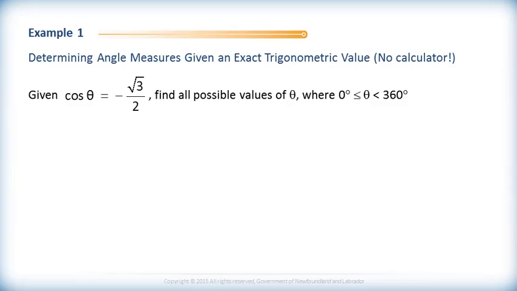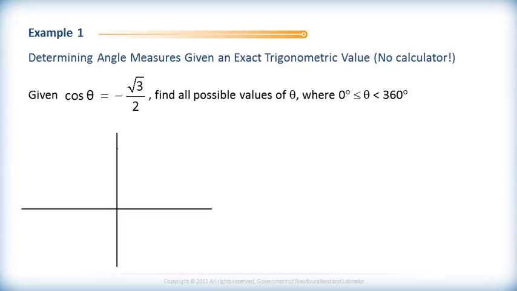Example 1. Determining angle measures given an exact trigonometric value, no calculator permitted. We're told that the cosine of an angle is equal to negative root 3 over 2. We've got to find all possible measures of that angle where that angle lies between 0 and 360 degrees. Step 1 in our process says locate the possible locations of the terminal arm. So we'll do that.